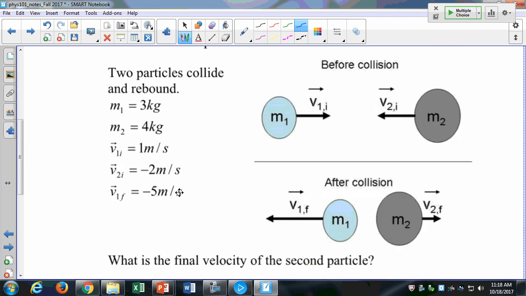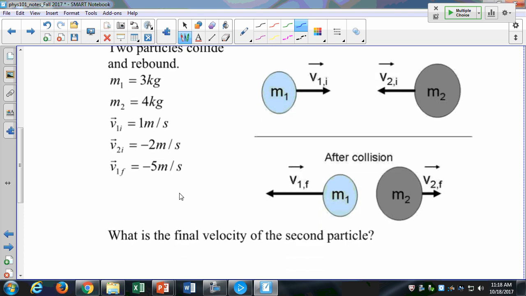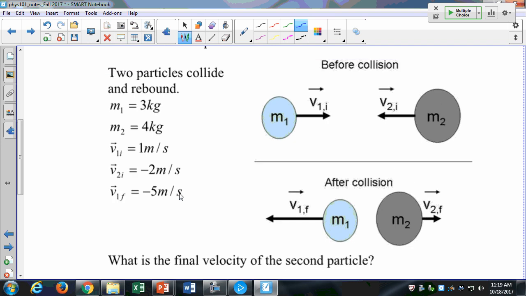This is going to be very similar to what you'll have in your test. And this is similar, too, to what you have on your OpenStax assignment. You'll find some extra practice there for these. So let's say that I have these two particles.